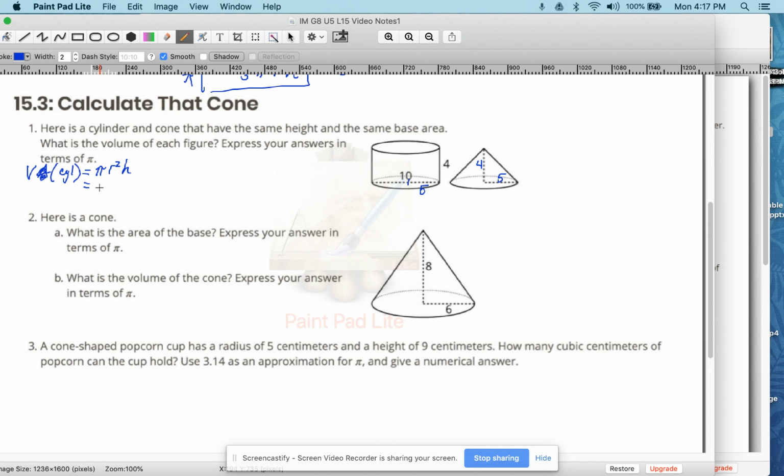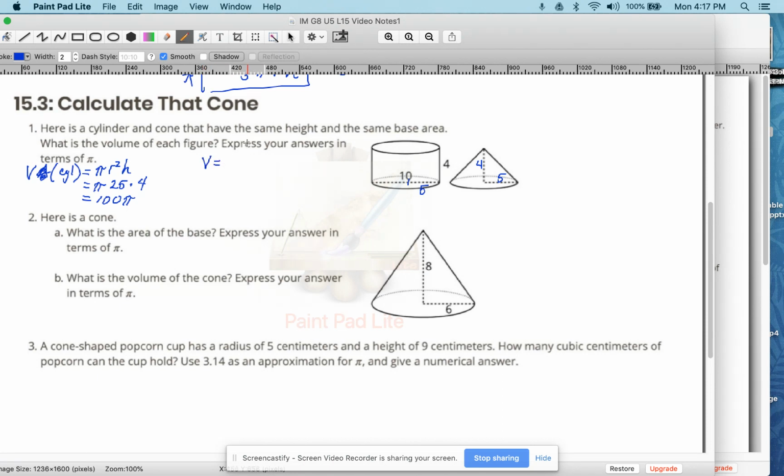We know that pi, and they don't want us to use a number, so we're expressing our answers in terms of pi, the pi symbol. So pi times the radius squared. The radius is 5. 5 squared is 5 times itself, which is 25, times the height, and we have the height of 4. So I have pi times 25 times 4, which is 100. So I have 100 pi. And that is the volume of the cylinder.